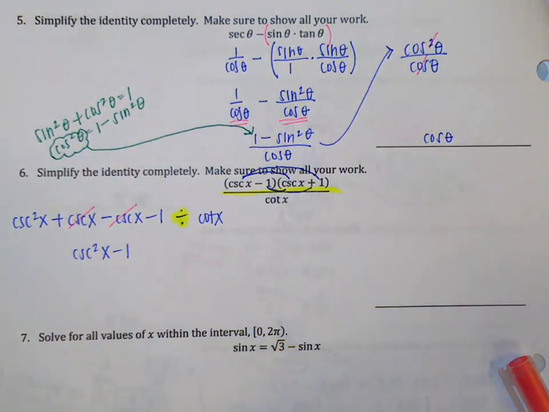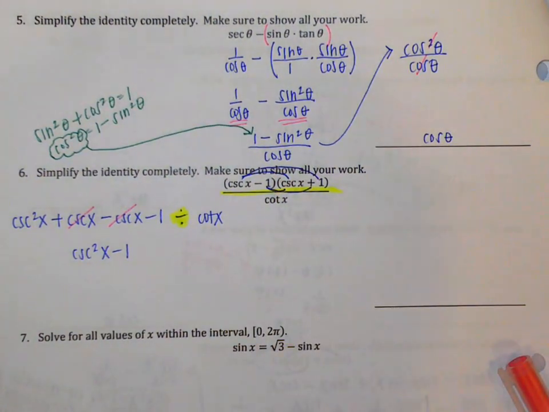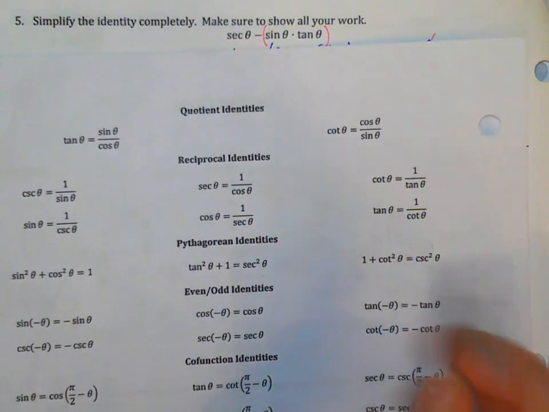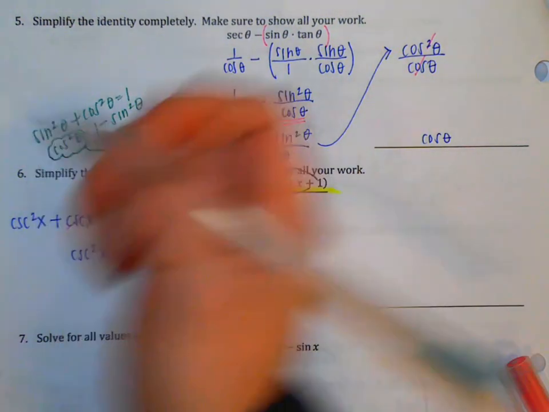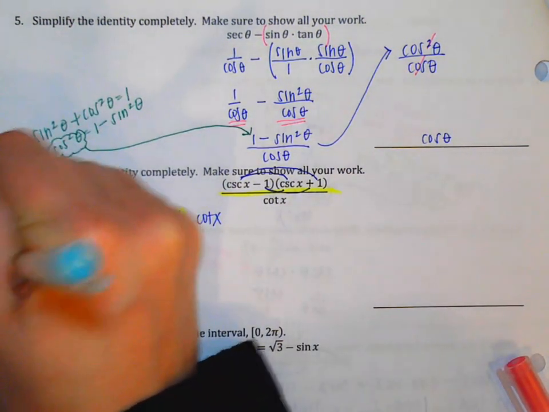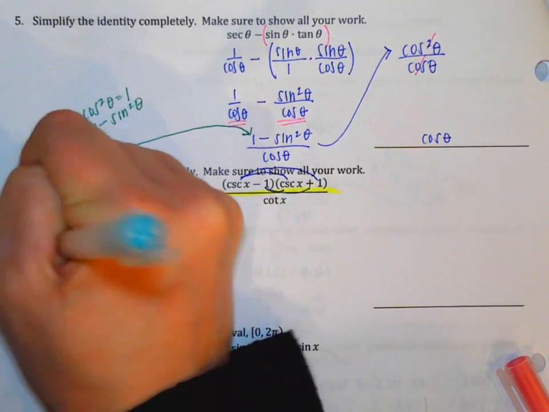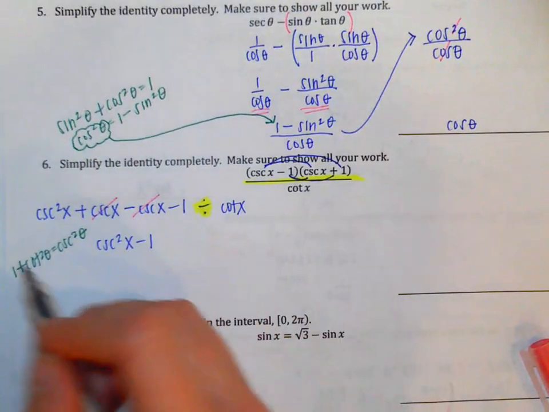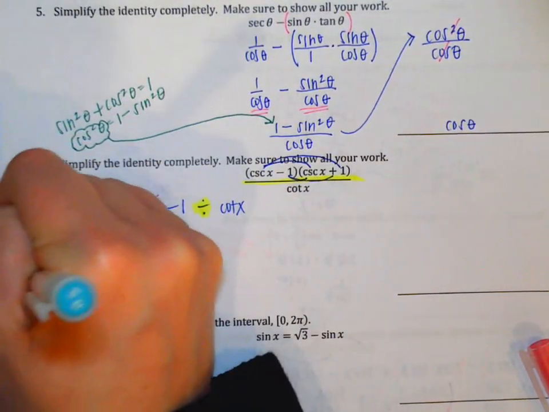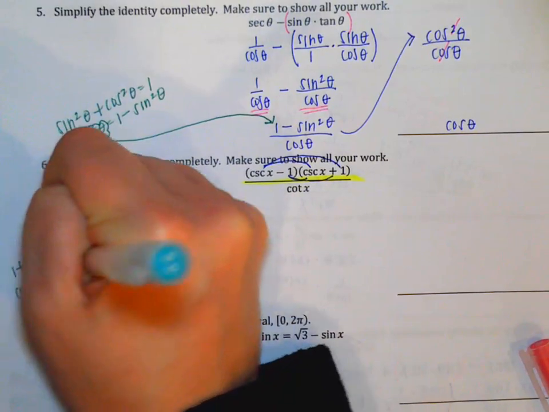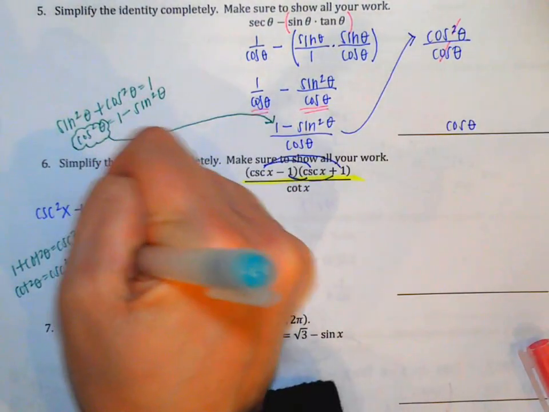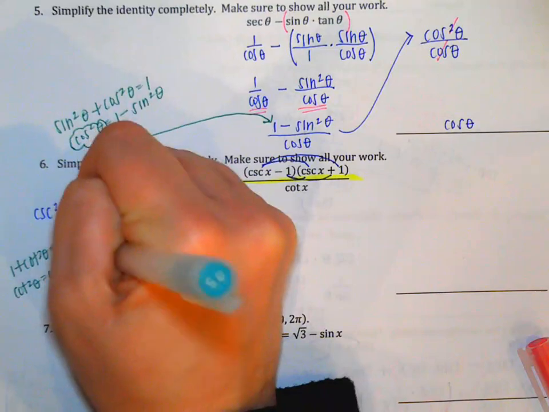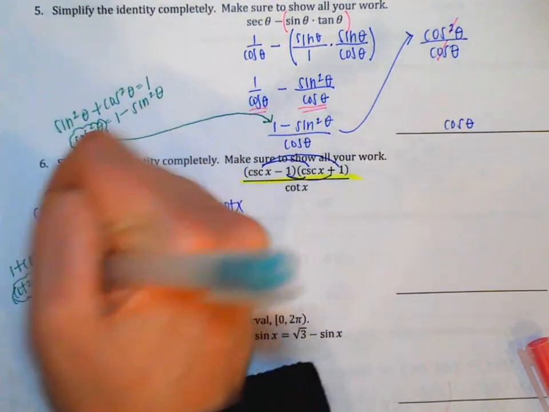And I think, okay, is that one of my identities? And I look at my Pythagorean identity. I'm just going to write the one that has cosecant in it on the side. So that's 1 plus cotangent squared theta equals cosecant squared theta. So the cosecant squared is positive, this is positive. And then I'm going to move the 1 over. So it's going to be cotangent squared theta equals cosecant squared theta minus 1. And now I can substitute in this whole thing with cotangent squared theta.